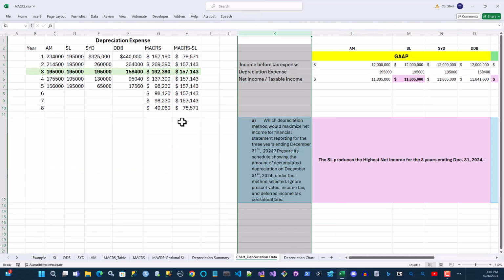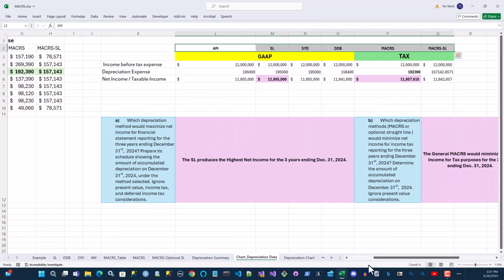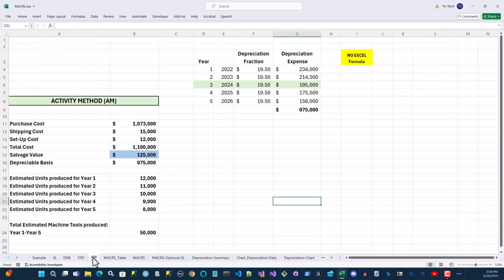So if you look at the data here, you can see that assuming you have these different methods here, which I laid out, you have the straight line here like this, by 195,000. Now it happens to be that the sum of the year's digits are the same number as the straight line and as the activity method here in the third year. Okay, so if you look at the activity method, you can see that's this number right here.